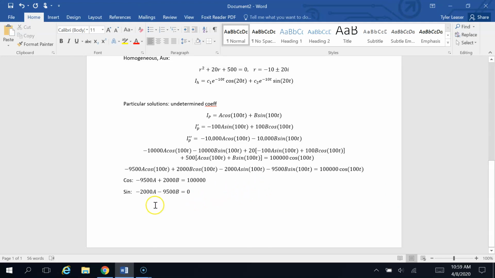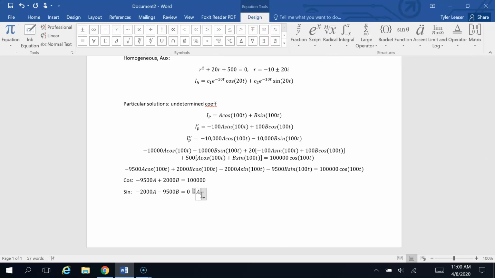This is not hard to solve. You could do a substitution, or you could try to do some elimination stuff. Just solve maybe this second equation for a, adding the 9. I'll write it all out. So we're going to have a is equal to 9,500 divided by 2,000, whatever that number is, b. Substitute this in for the a here, and then you would solve for the b.